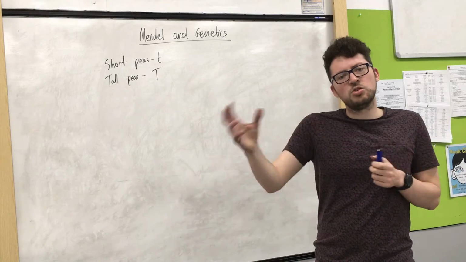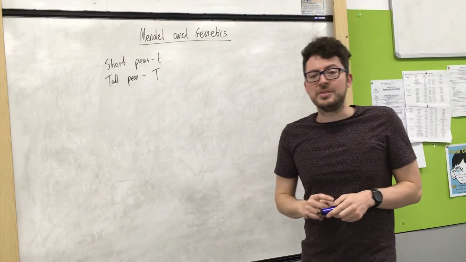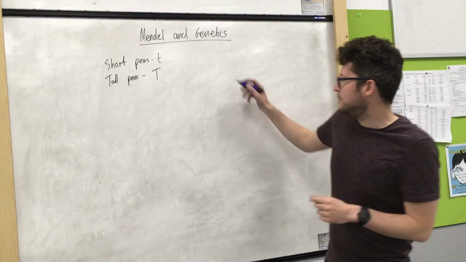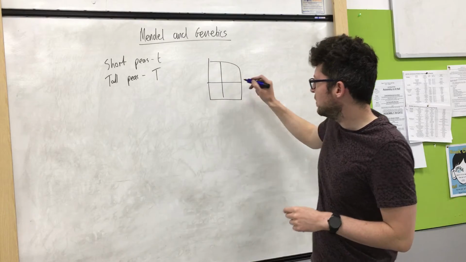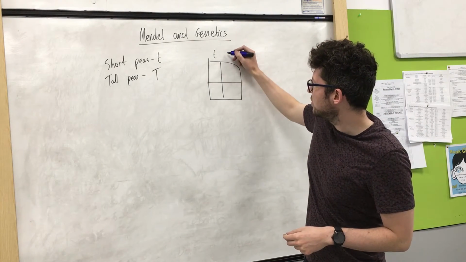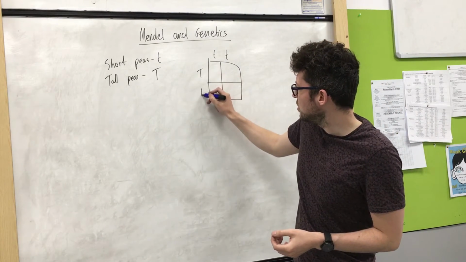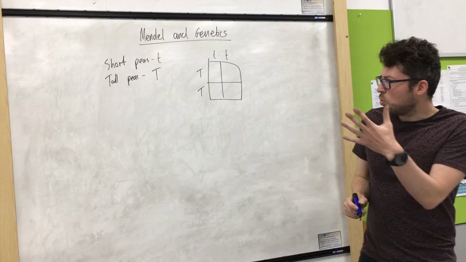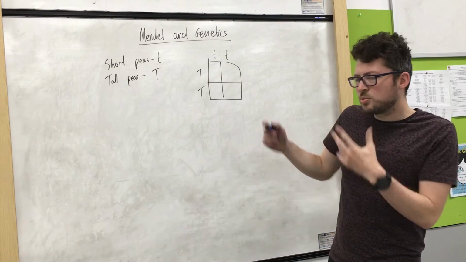So he bred the tall with the short and he looked at what he found. So I'm going to draw a diagram to show that. So we have our genetic cross diagram, and the short pea would have been small t, so that it was short, and the tall pea was tall and tall. So he crossed them over and he bred them together, and this is what we found.